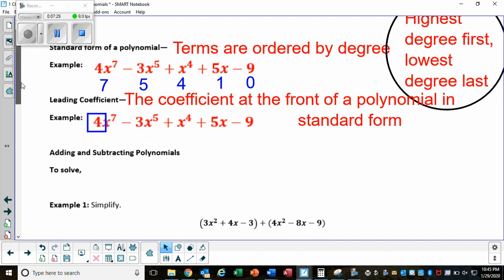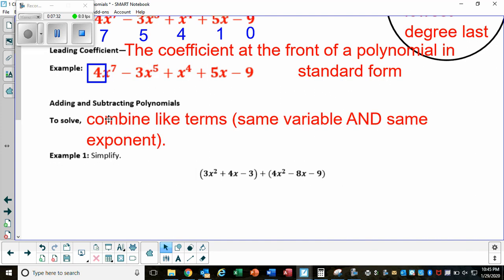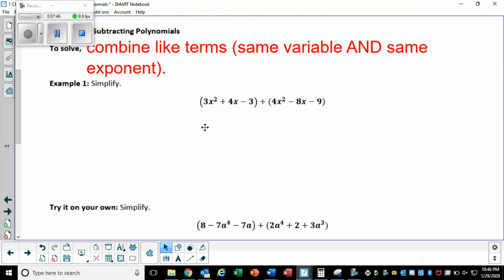Now, to add and subtract polynomials, all we are doing is combining like terms. That's it. We're just combining like terms. So, just a reminder, like terms have the same variable and the same exponent. Pretty straightforward. So here's an example. We have the polynomial 3x squared plus 4x minus 3 plus 4x squared minus 8x minus 9. They put them in parentheses just to tell you this is the first polynomial, this is the second. They have no meaning other than that. Okay? So, I'm just going to go ahead and do it.